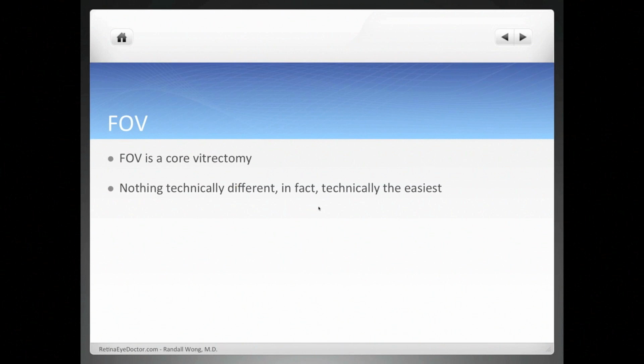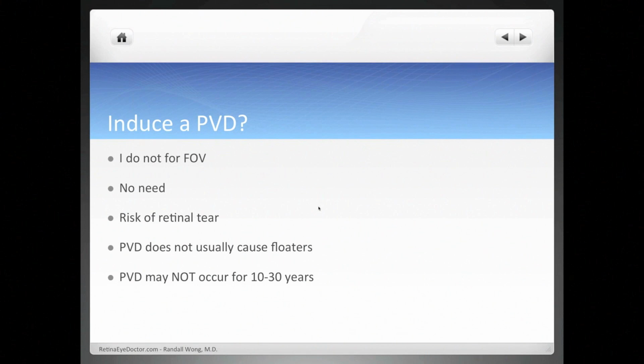Again, FOV, or foveal floater-only vitrectomy, is actually just a core vitrectomy. I perform a vitrectomy all the time, 6, 8, 10 times a week for a variety of causes: to remove blood, to fix a retinal detachment, to remove an epiretinal membrane, to fix a macular hole. In this case, vitrectomy to remove floaters has been coined FOV. Technically, it is the easiest thing that I do in all the operations I do, because all I'm doing is removing most of the vitreous, something that I need to do before I can actually work on the retina.